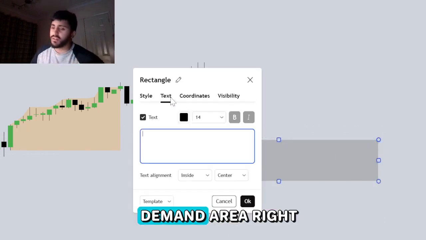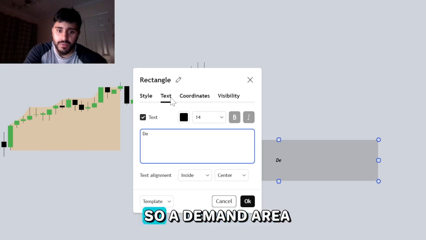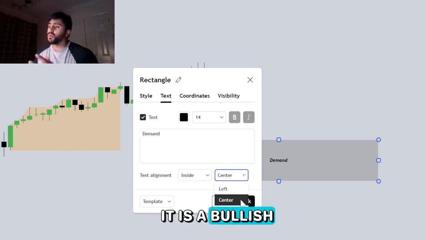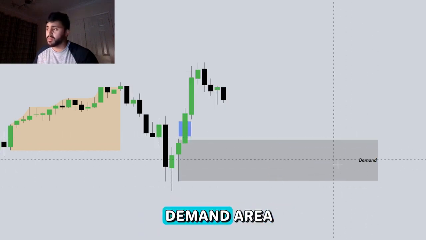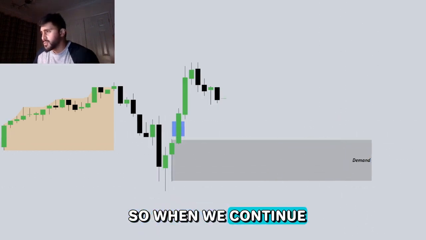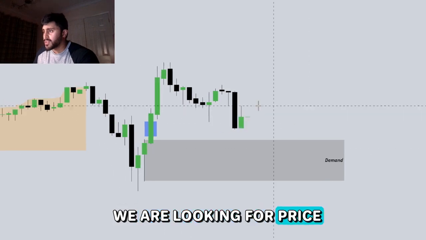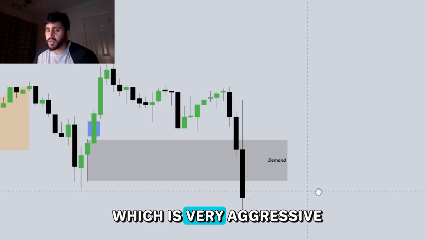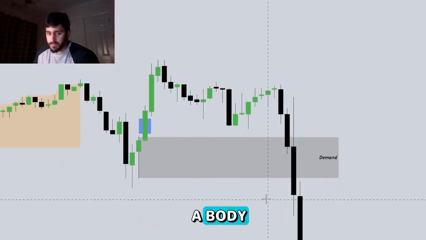This is actually a demand area, right? This is an area of demand. A demand area, quite simply, is just a bullish POI. It is a bullish area which is left in imbalance. So this is a demand area. When we continue to play price on, we are looking for price and how it behaves in this region, right? It's quite interesting. So we had market open, which was very aggressive, and we broke with a body.